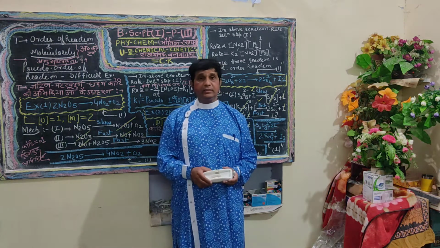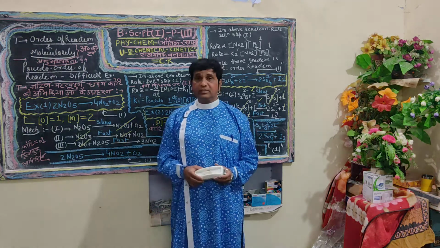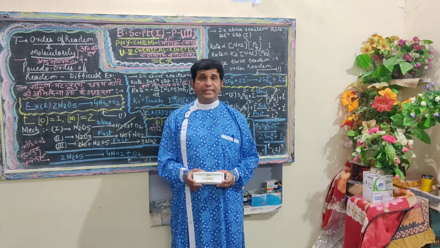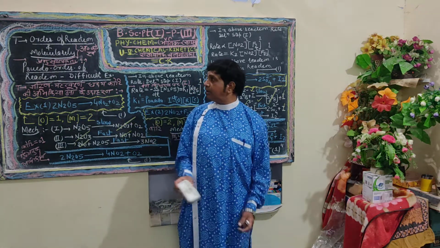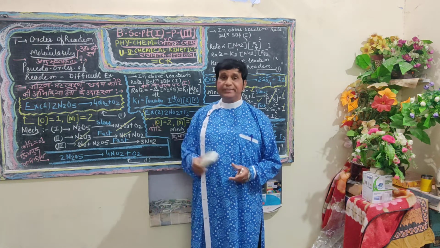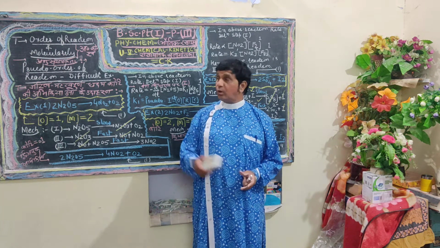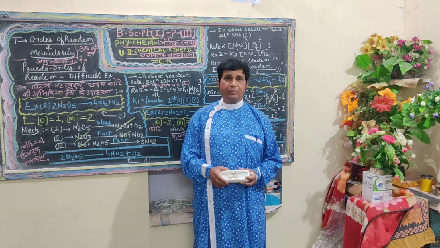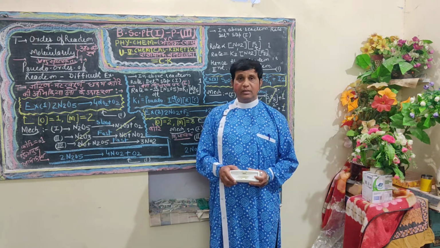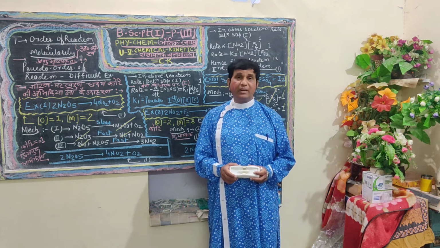Of chemical kinetics. The topic selected from chemical kinetics, the title I have mentioned on the blackboard: order of reaction, molecularity and pseudo order of reaction. The topic I have mentioned on the blackboard, I will deliver today the lecture on these topics, which is selected from BSc Part 1, Paper 3 Physical Chemistry, Unit 5, titled Chemical Kinetics.